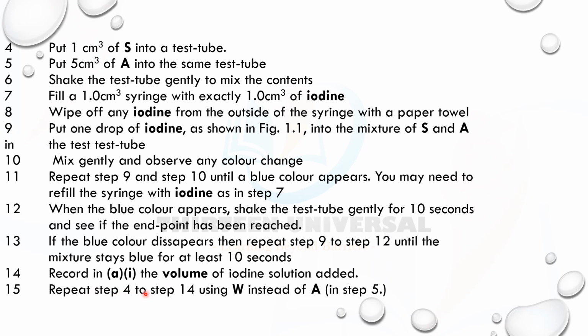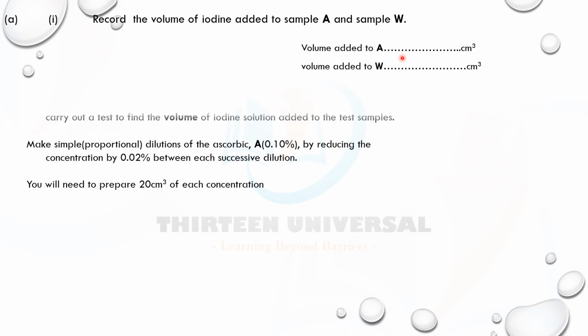Repeat steps 4 to 14 using W. So you record the volume. That's what we're measuring. So you are checking the percentage of ascorbic acid in water. They mentioned checking 2 of them, but the volume of iodine used to reach the endpoint will be used to determine the concentration. All right. Record the volume of iodine added to the sample. Whatever you did in the practical, you record it as you follow the instructions.